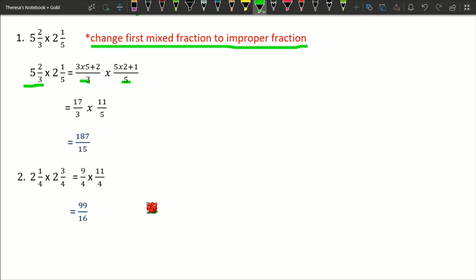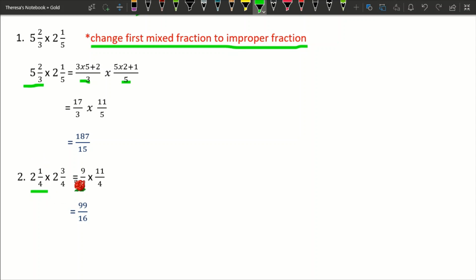So last example, we have 2 and 1/4 times 2 and 3/4. So again, sa pag-multiply ng mixed fraction, all you have to do is to change first mixed fraction to improper fraction. So we have here 2 and 1/4. Ito muna. So keep natin yung denominator na 4. Yan. Kasi multiply natin si 4 times 2 is equal to 8. Plus 1, that is equal to 9. So, 9 over 4, yung improper fraction nito.